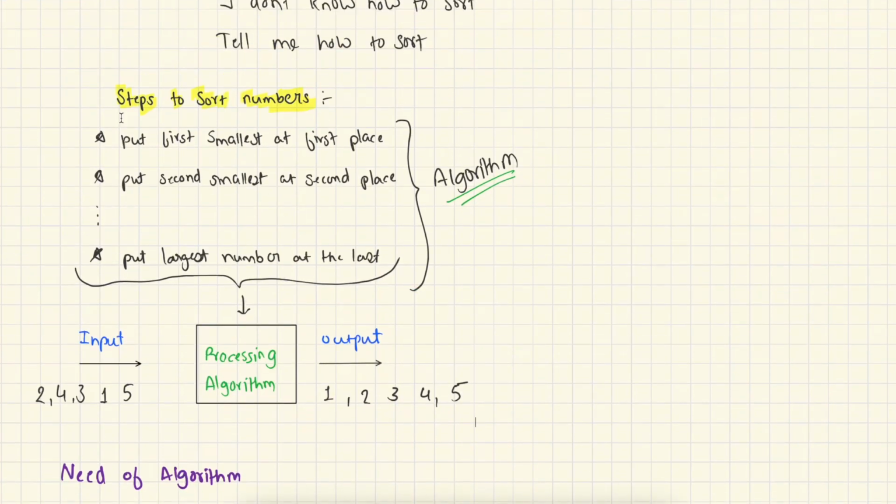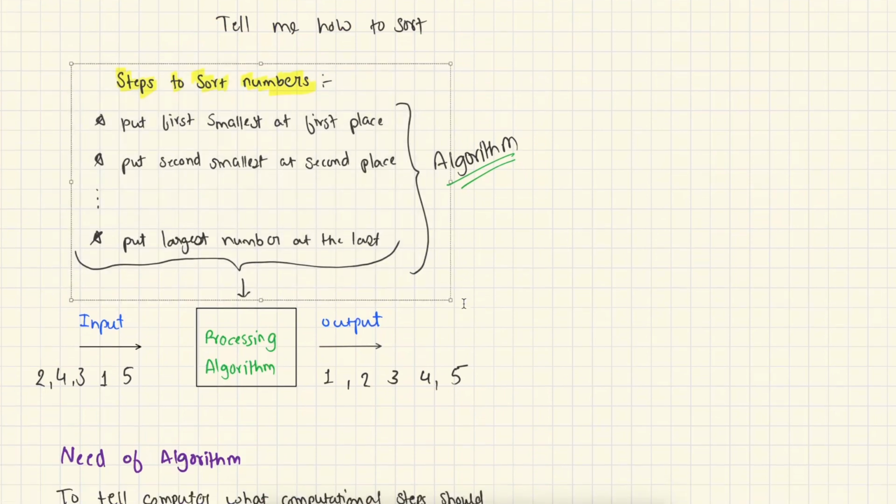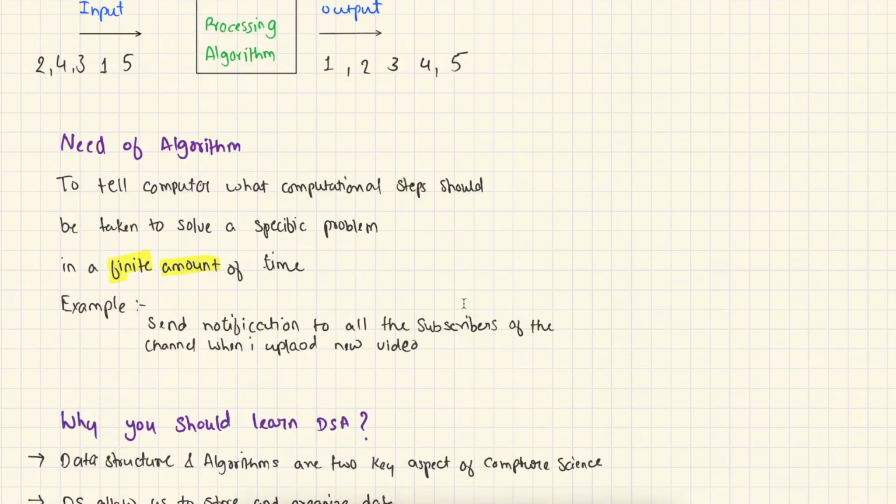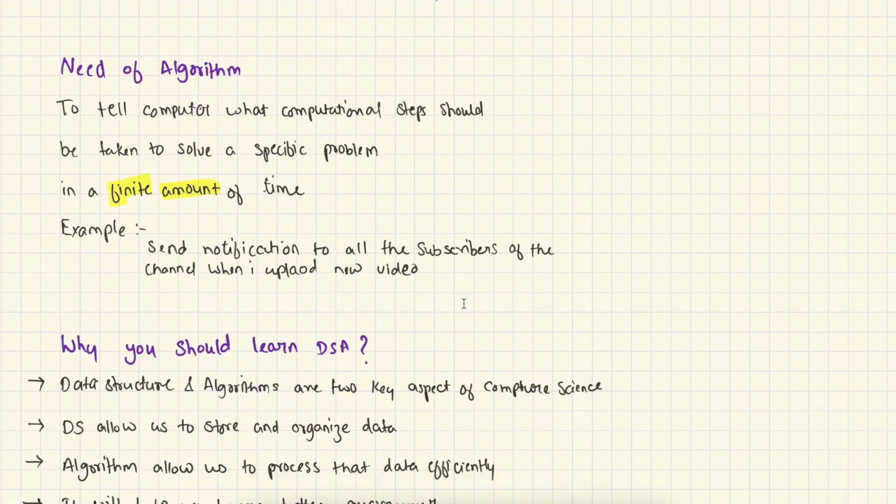So these are the computational steps we tell our computer to do to solve a specific problem, and these computational steps are called an algorithm. Now, why do we need algorithms? Simply by using algorithms we tell our computers what computational steps should be taken to solve a specific problem in a finite amount of time. This point is really important. We want the computer to solve our problem in a finite amount of time because we don't have time. Time is money. We do not want to spend a lot of time solving such small problems.